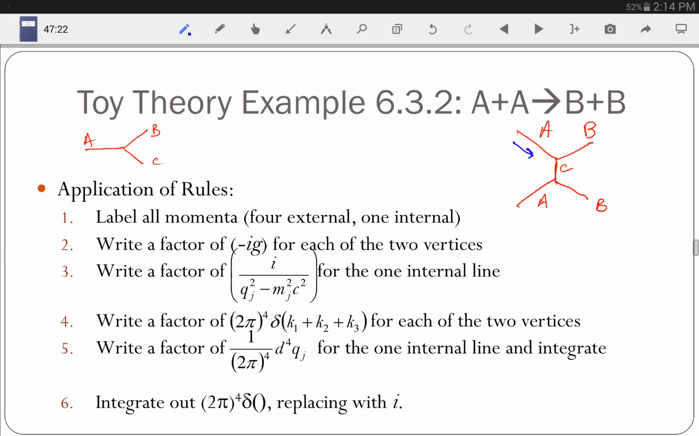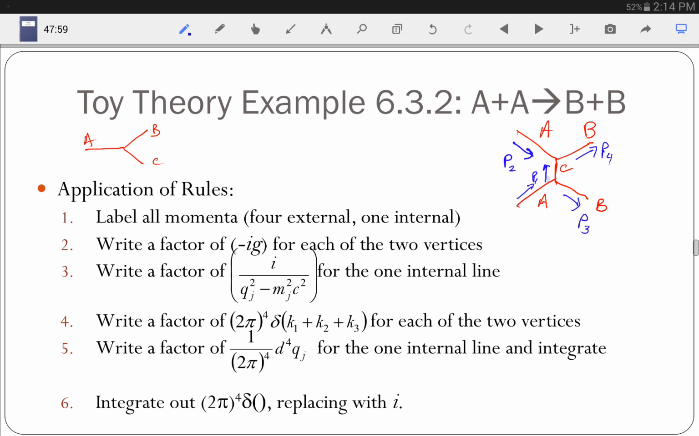Then we label all the momenta. The book has P2 for that top one, and P1 down below, P4 and P3. And then for this internal one, you could go up or down. It's up to you. The book has it going up, and that's going to be Q. It doesn't matter which way it goes, because it's a virtual particle.